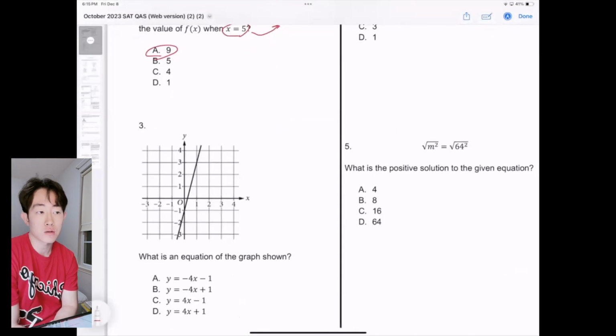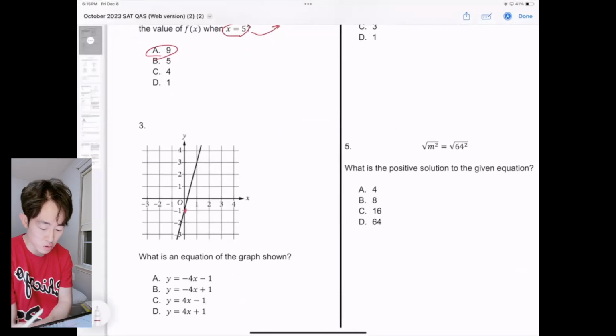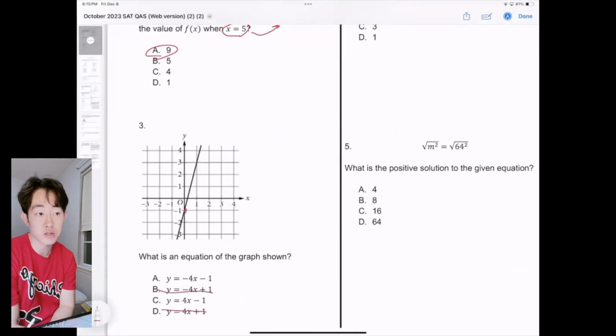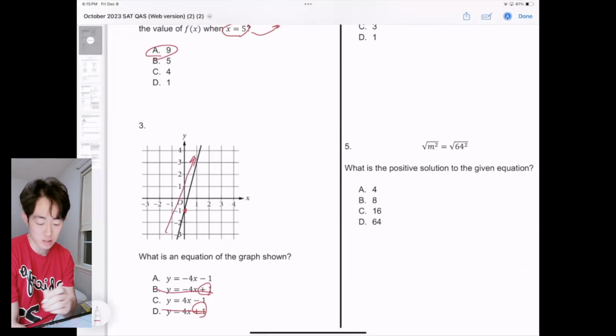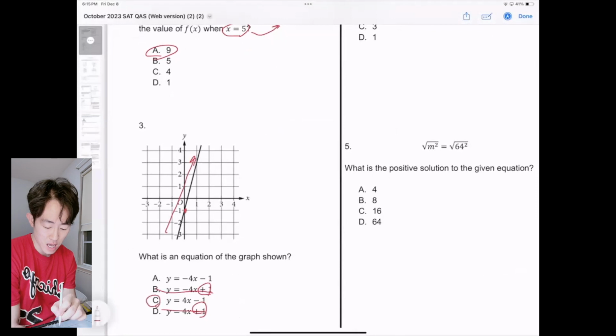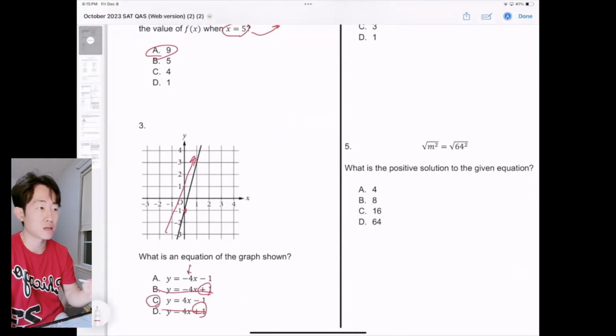What is the equation of the graph shown? Okay, so now we're moving up to algebra 1 level. -1 is your y-intercept, so let's get rid of all the garbage answers. Plus ones are not in your realm of scope. Is this positive or negative slope? We're going up. Well, duh, then it's a positive slope. So C. A has a negative slope, so we're not going to pick A.